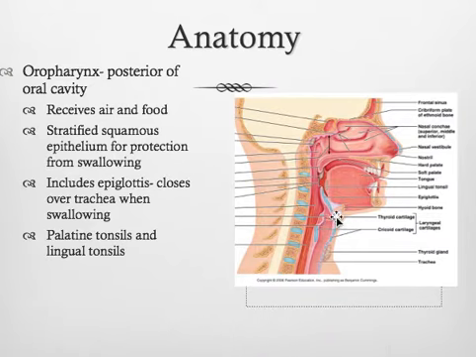Your epiglottis is here to close when you swallow over your trachea, your air tube, and shunt food down your esophagus here. Here you have your palatine tonsils, which are the ones you get removed, and your lingual tonsils that you almost never get removed.